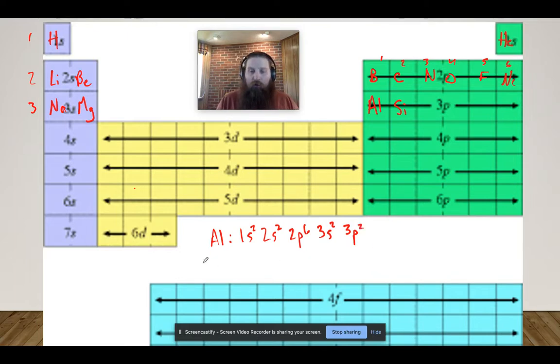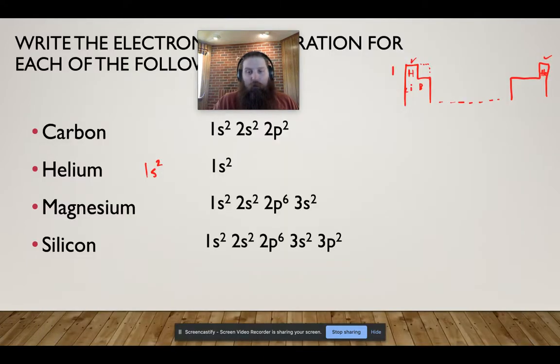We can check our work. We know silicon is number 14. It's a neutral atom. So 2 and 2 make 4. 4 and 6 makes 10. 10 and 2 is 12. And 2 makes 14. It means we probably did it right. So did we end up with 3p2? Yes, we did. So this is called longhand notation.